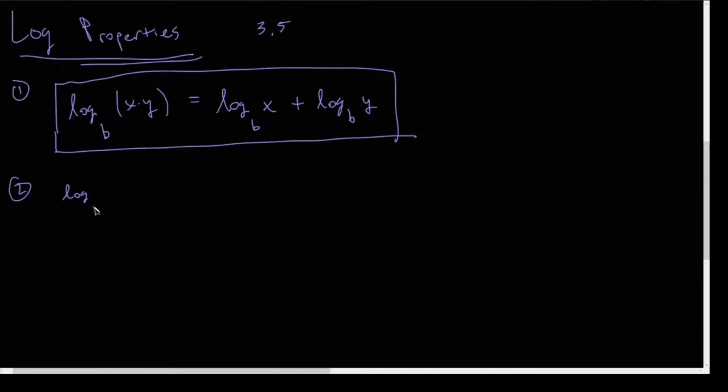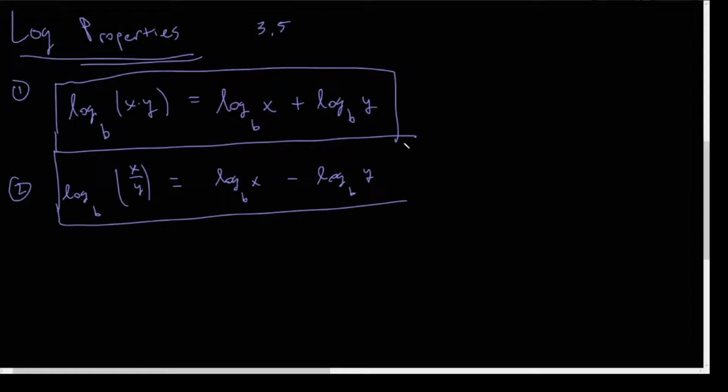Conversely, if you have a log of a quotient, well, what's the opposite of a sum? It must be subtraction. You get log base b of x minus log base b of y. So a product turns into a sum, and a quotient turns into a difference.